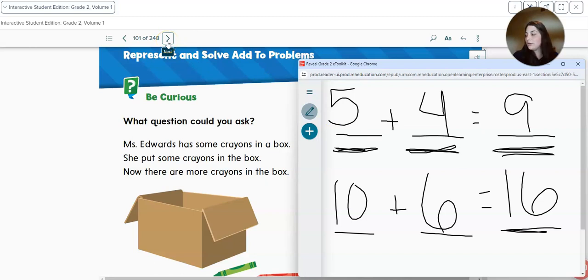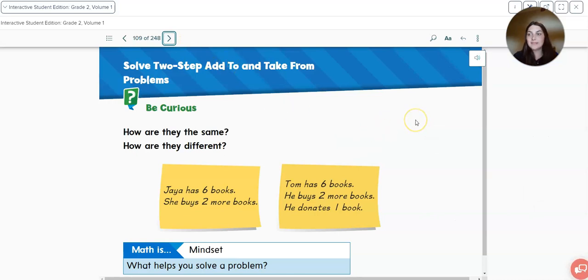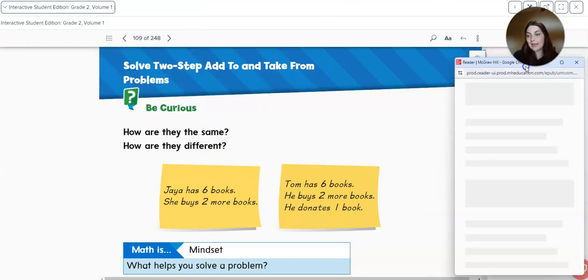So I'm going to skip a couple pages here and get to our lesson for today. So we are solving two-step add to and take from problems, okay? So let's look at this first question. How are they the same and how are they different? So in our first problem, Jaya has 6 books. She buys 2 more books. And in our second problem, Tom has 6 books. He buys 2 more books. He donates 1 book. So I will pull up my little writing box again.